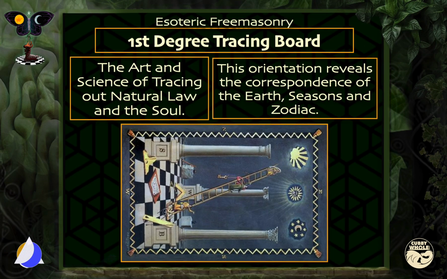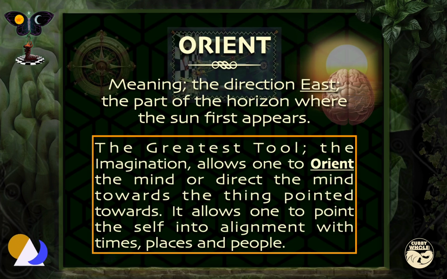And we also have to look at this tracing board on its side in this orientation, which reveals the correspondence of the earth, the seasons, and the zodiac. So orientation is key. And what truly is orientation? I think this slide right here is one of the most important pieces to resetting ourselves into nature, because the actual definition of orient means the direction east. It also means rising. So think about what is east and what is rising.